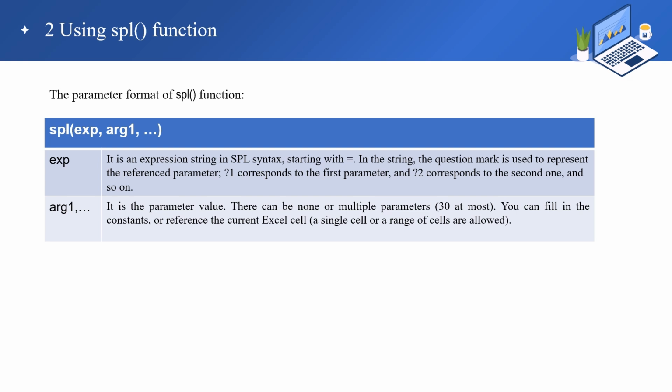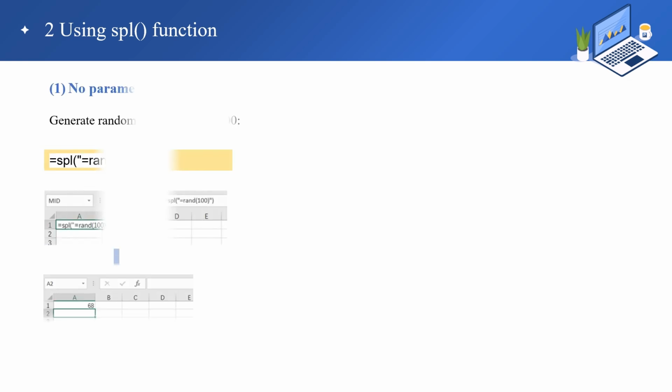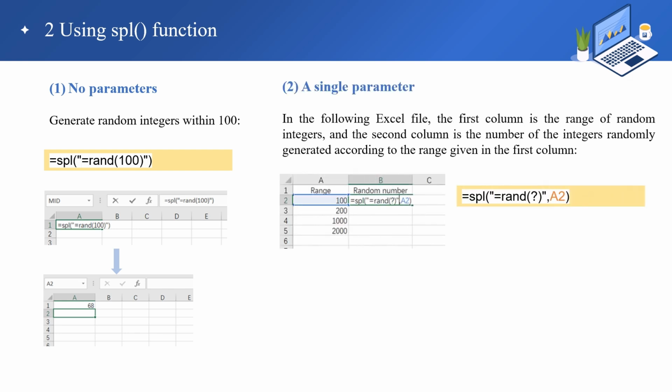You can fill in the constants or reference the current Excel cell, a single cell or a range of cells are allowed. The SPL function may return a single value, a row of values, a column of values, or a range of cells of values, that is, multiple rows and multiple columns. Here are some examples. 1. No parameters. For example, to generate random integers within 100, the writing method using SPL function is equals SPL double quotation marks equals rand 100, which only contains an expression string in SPL syntax starting with equals sign and no arg parameter.